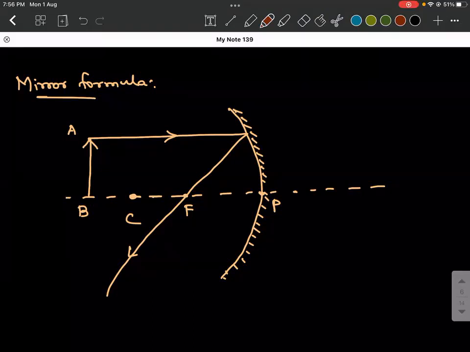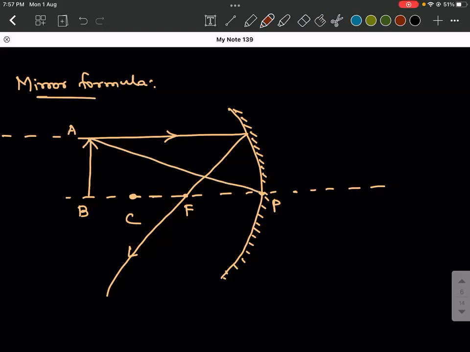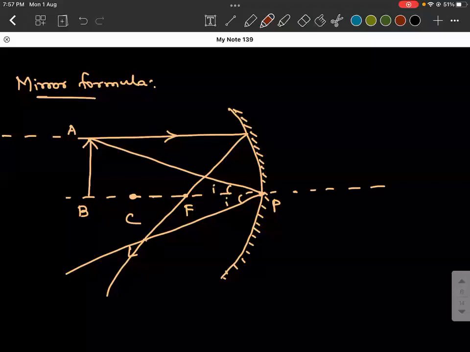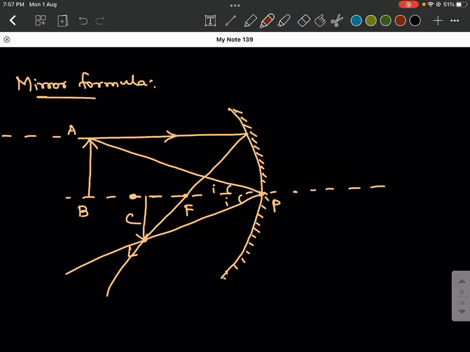Infinity means the ray is parallel, no? It is like the ray is coming from infinity only. So when I consider a ray parallel to the principal axis, after reflection it will pass through the focus. And when a ray is incident at the pole, then the principal axis itself will act like a normal in such a way that this angle, if I take it as I, then the angle of reflection will also be in such a way that this angle is also taken to be I. Is that clear? So both will intersect in such a way that the image is formed between the center of curvature and the pole, where it is a real image.